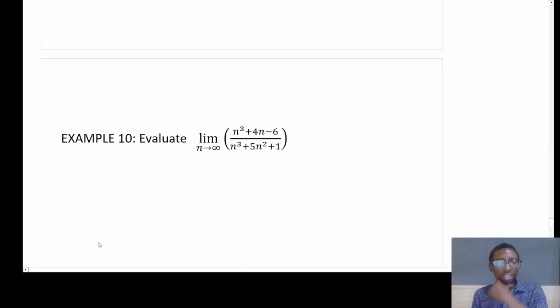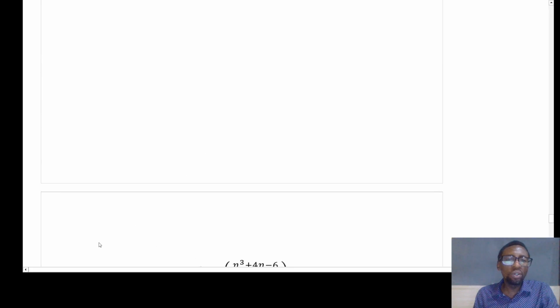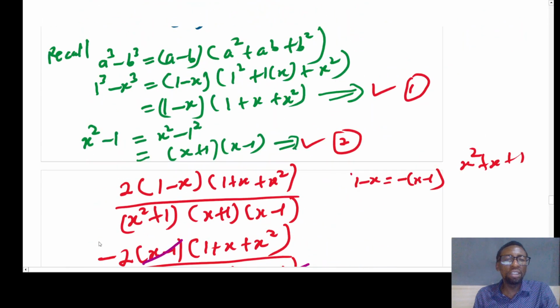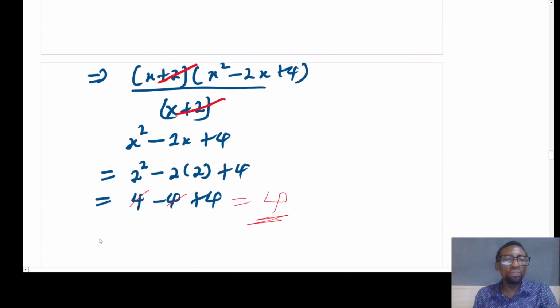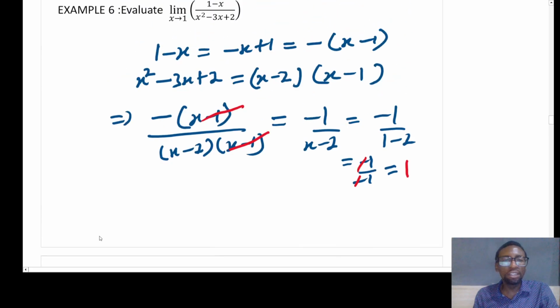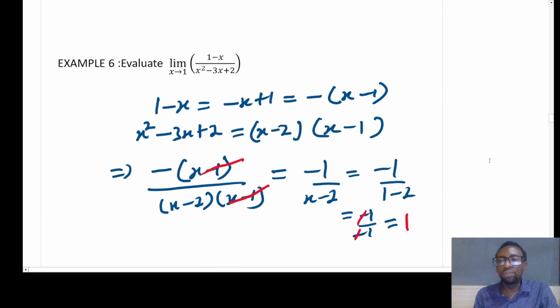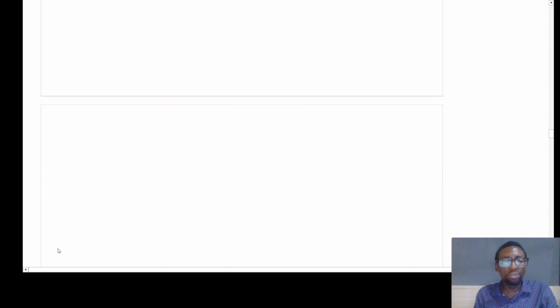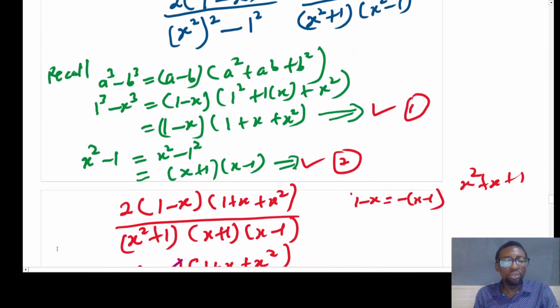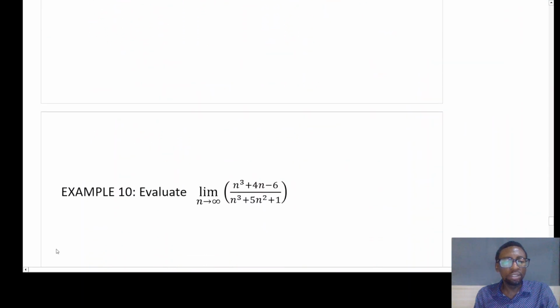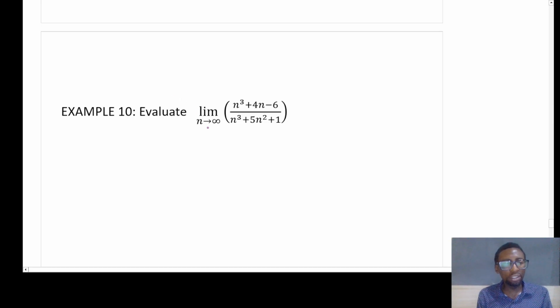Let's solve the last question, number 10. This is a question on limit to infinity. This was the second step I was talking about in the notes. Anytime you have a limit to infinity, what you do is divide all terms by the power of the highest variable.